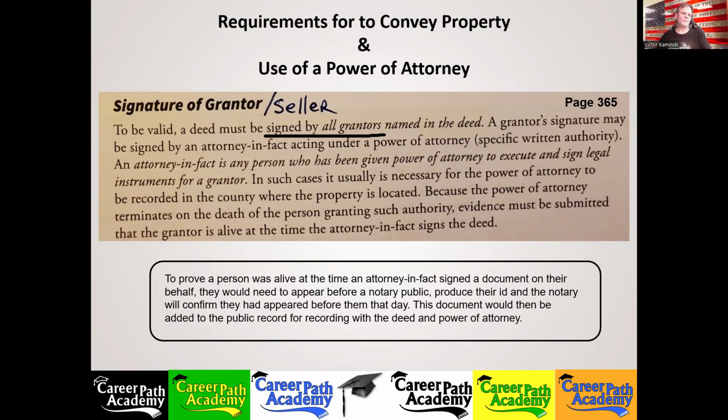Oh, we see they recorded a power of attorney. Okay, so was the owner alive at the time that they signed it? Let me see. Oh, yep, they also added an affidavit stating that they were alive. Yeah. They appeared before a notary and produced their ID.